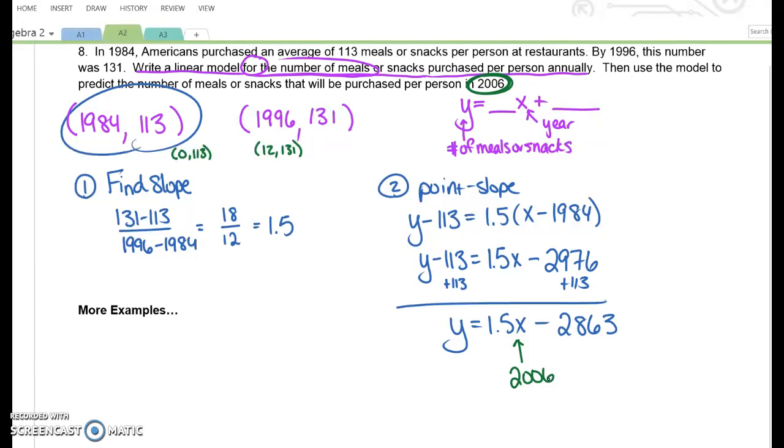Maybe. So if I plug 2006 in, I get 146 meals or snacks per person.